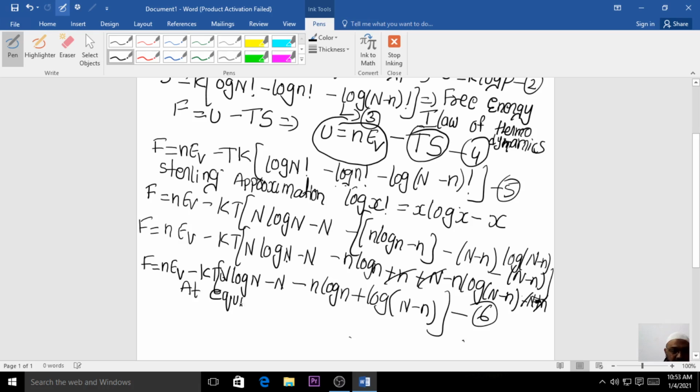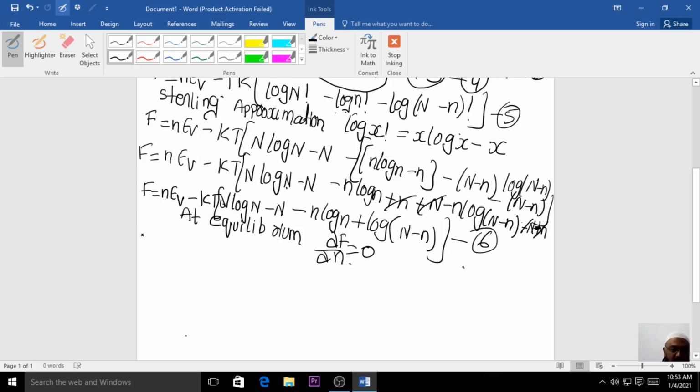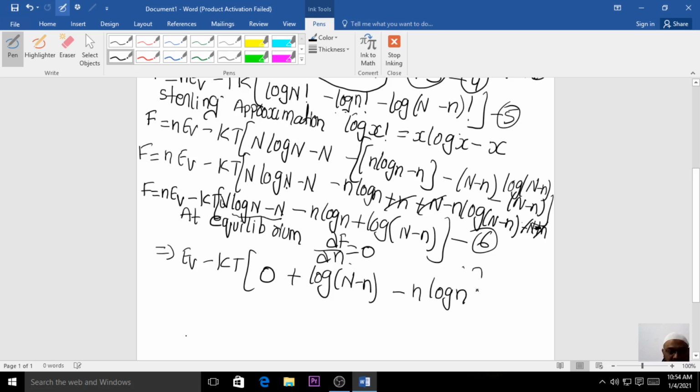At equilibrium, dou F by dou n will be equal to 0. It will be very clear to you in the next step. So dou F by dou n is equal to 0 implies that the EV minus KT term is 0 now, right? This entire term. So 0 minus, I can write here, log of N minus n minus n log n. This term will be there.